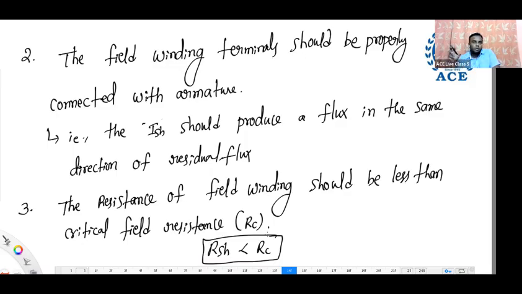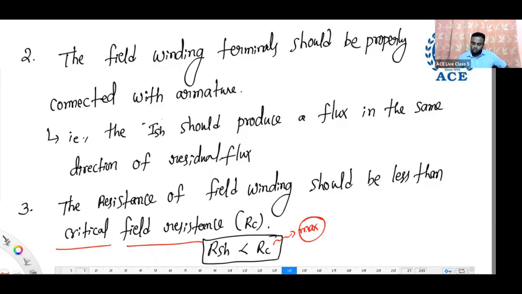Now, what is the value of RC? What does critical field resistance mean? In competitive examinations, many times this question comes. Critical field resistance is the rated resistance, minimum resistance, or maximum resistance? Maximum it is, because the resistance of field winding should be less than that. Then only voltage builds. If it is more than that, no voltage builds up. Critical field resistance is the maximum field resistance. Above that, no voltage builds up.